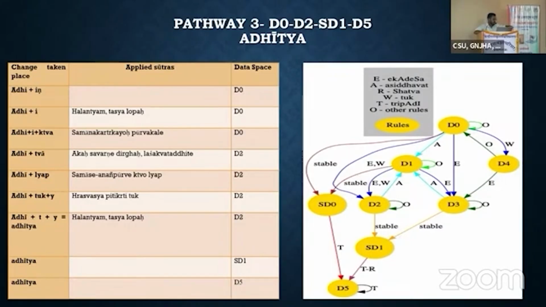After that, Hrasvasya Piti Kriti Tuk will see the rupa in D0 itself. It will not see the change that occurred in D2. So Hrasvasya Piti Kriti Tuk will see adhi plus i plus lyap, and after the tugagama, the rupa will also be stored in D2. So we have Adhitya as the combined rupa. So this is an example of Utsarga Lakshana Bhava again, of the property of Asiddhatva.